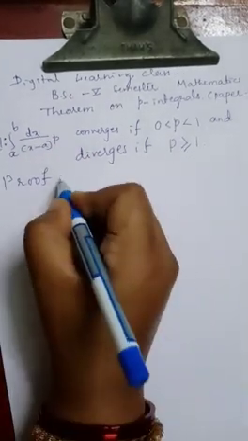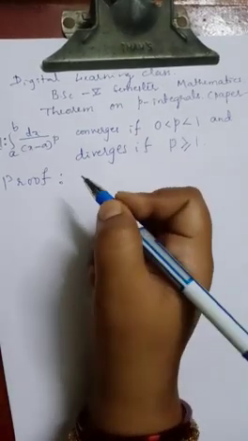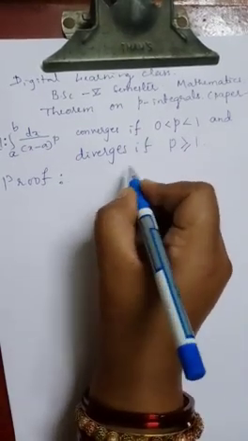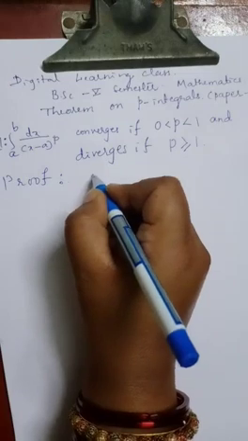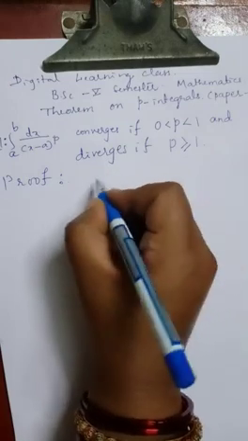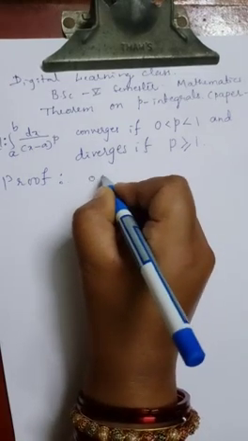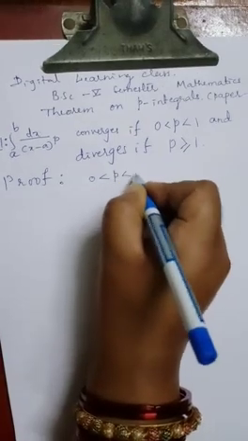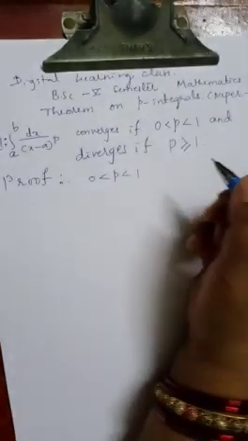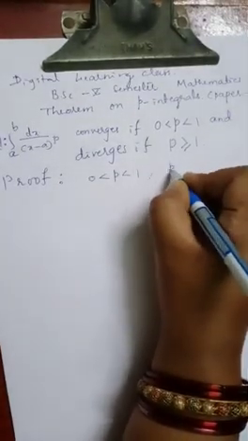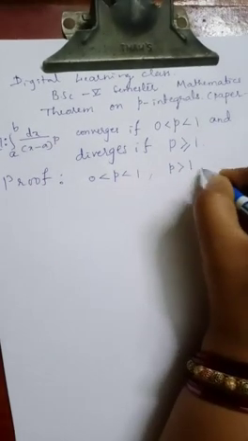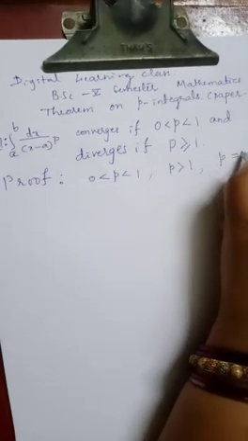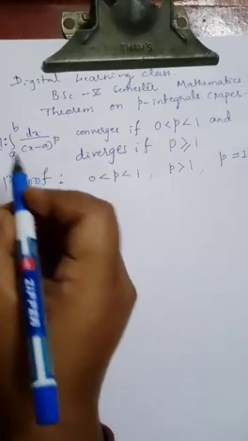Proof. Again here 3 cases arise. We have to check for 3 cases. One is P lying between 0 and 1, when P is greater than 1, and when P is equal to 1.